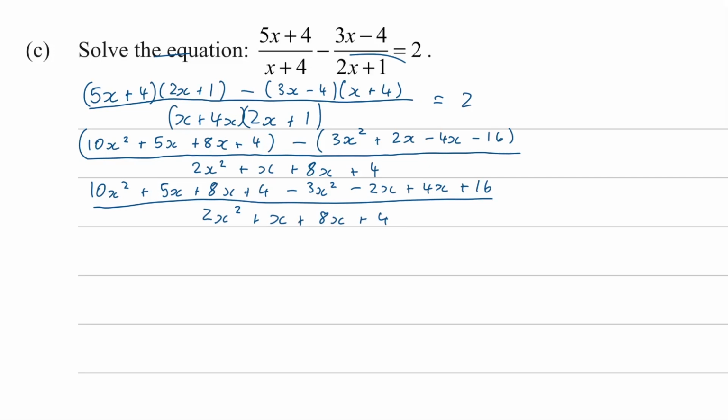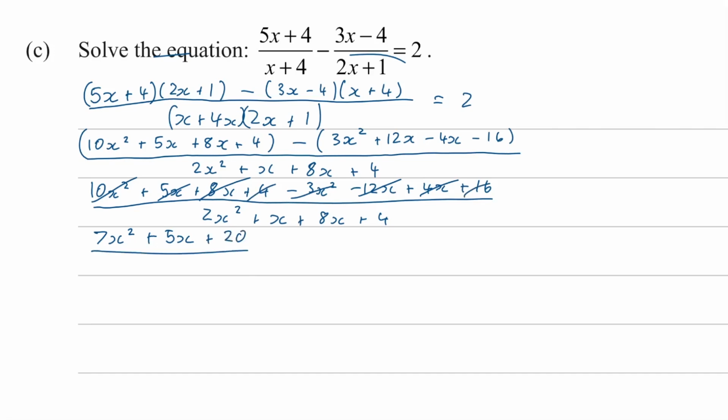So we have 10x squared minus 3x squared, 7x squared. 5x plus 8x is 13x. Hang on. This should have been 12x, shouldn't it? Yes. 13x, 5x plus 8x minus 12x, 1x plus 4x becomes 5x. Plus 4 plus 16 becomes plus 20.